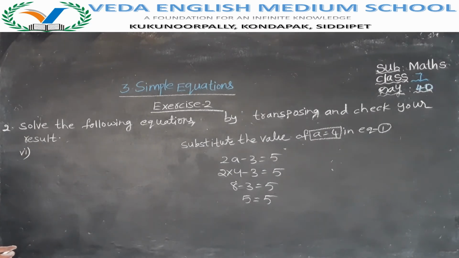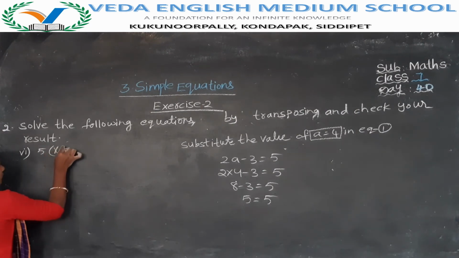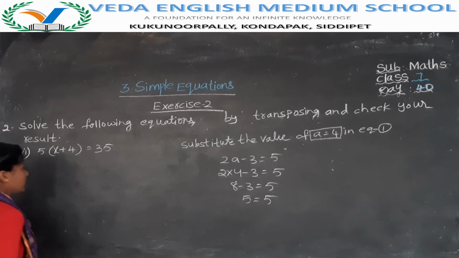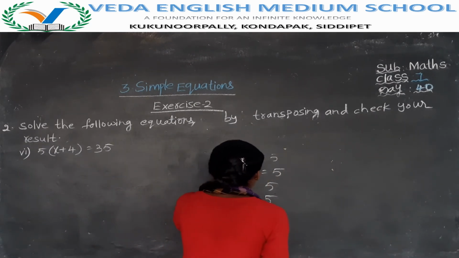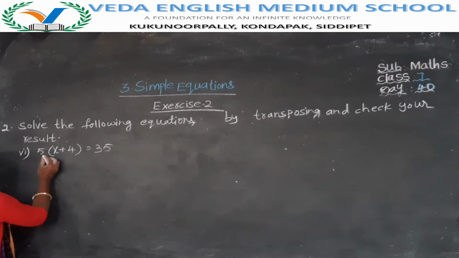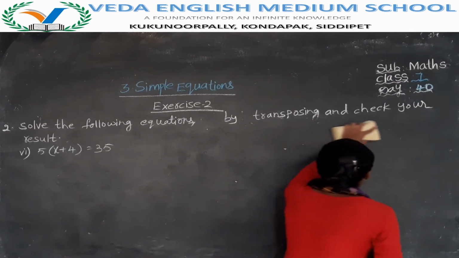5 into x plus 4 is equal to 35. Now they have given x plus 4 in brackets. So what is the meaning of the bracket? That means you have to multiply both 5 with x and 5 with 4. How to multiply? See here.